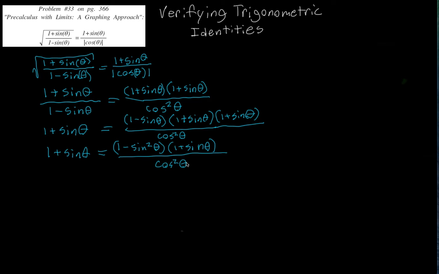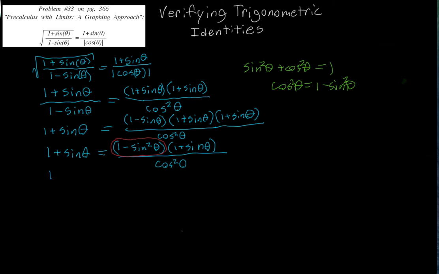Now here's a trigonometric identity. The Pythagorean identities say that 1 minus sine squared of theta, I'm going to circle this in red, is going to be equal to the cosine squared of theta, because sine squared of theta plus cosine squared of theta is equal to 1. Therefore, cosine squared of theta is equal to 1 minus sine squared of theta. So we can just plug cosine squared of theta in for that.